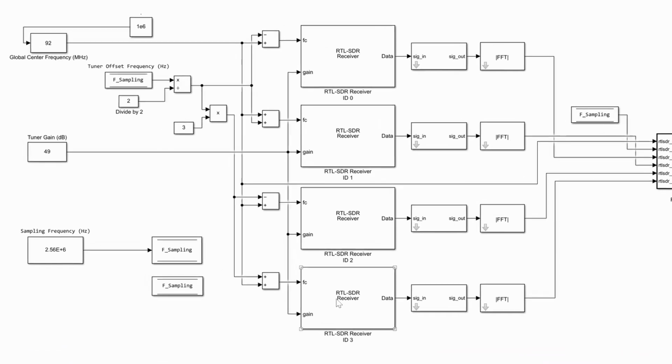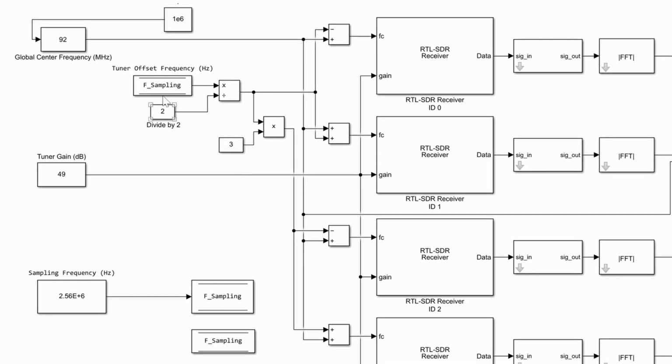Now we have the leftmost section that includes variables such as the global center frequency in megahertz, and tuner gain in dB, and the sampling frequency here. You can change all of these during the real-time monitoring process after you run the model.